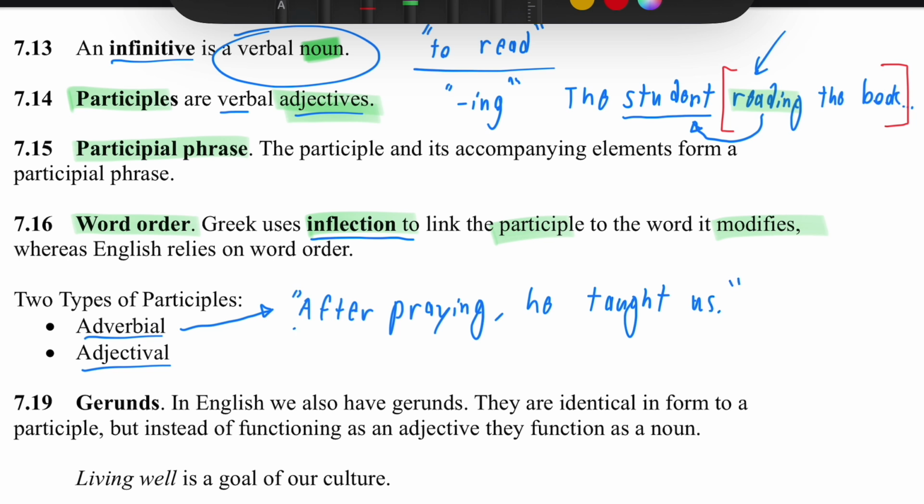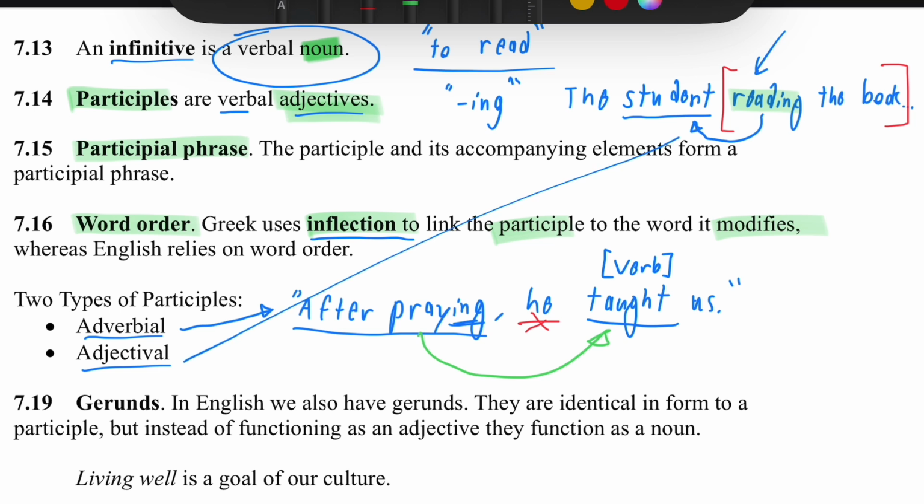So the after praying is not describing he, it's actually describing taught. So this participle, praying, is functioning adverbially because it's modifying the verb. And then we already saw an example of an adjectival participle when we looked at this example up here.